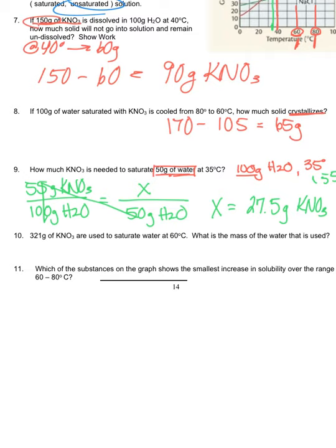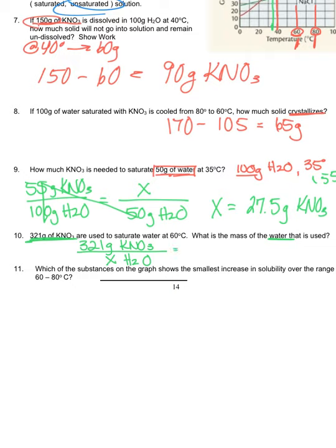Now, 321 grams of KNO3 are used to saturate water at 60 degrees. What is the mass of the water used? So they are giving you the solute. Water is still the solvent, which goes in the bottom, because remember, solute goes into solvent. So we put 321 grams of KNO3 in who knows how much water. That's our X, because that's the question.